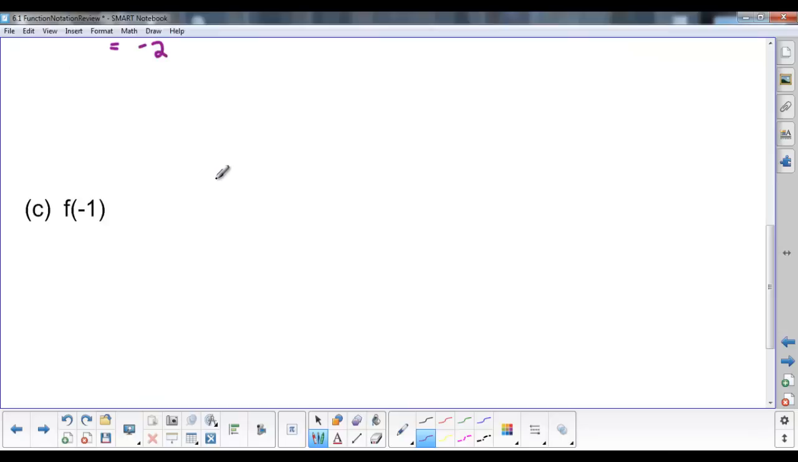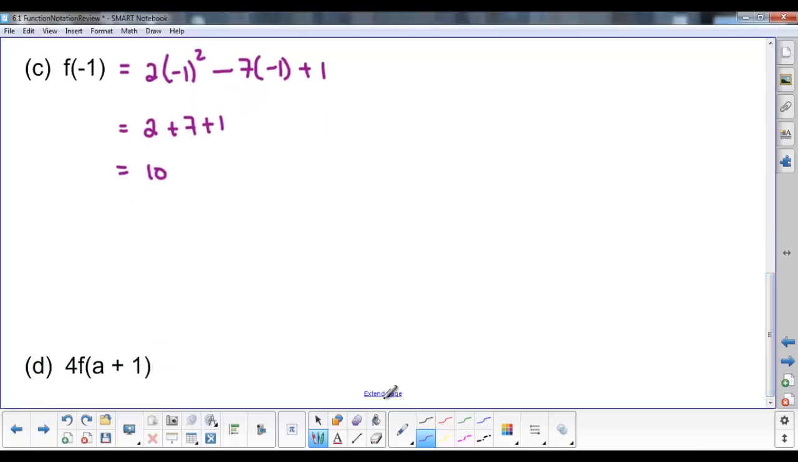And now part C, f of negative 1. So same idea, sub in. Okay, so negative 1 squared is 1, times 2. Negative 7 times negative 1. And so when x equals negative 1, y equals 10. So the point (-1, 10) would lie on our function f of x.